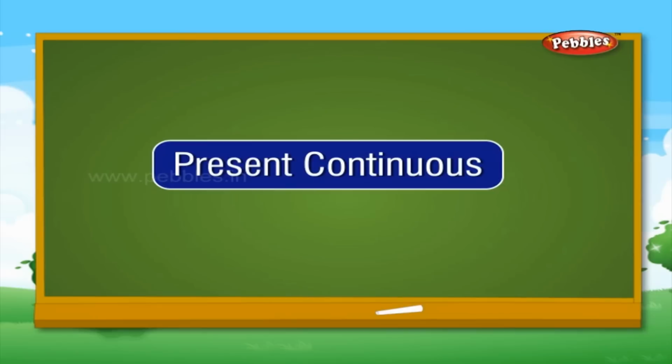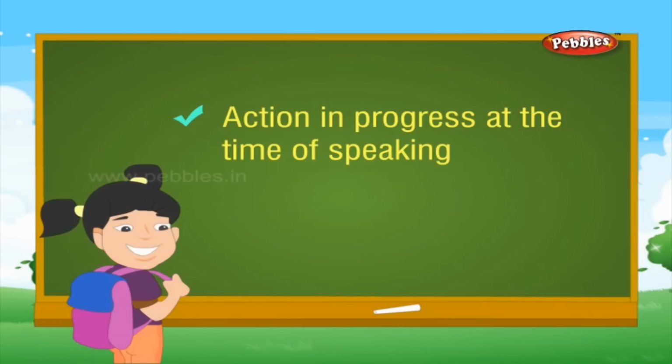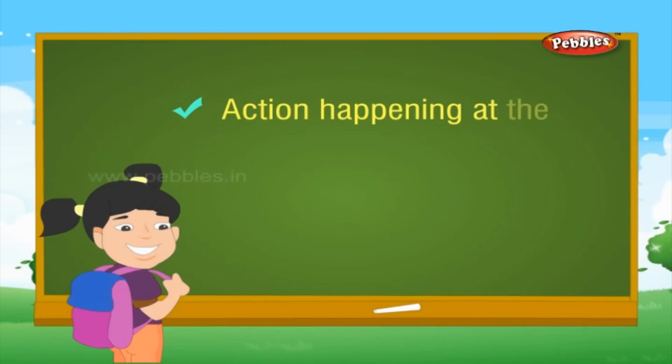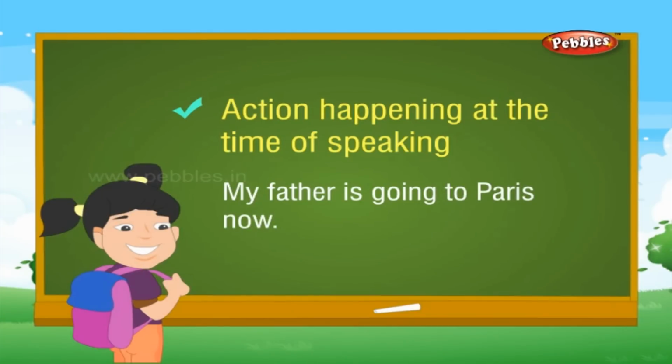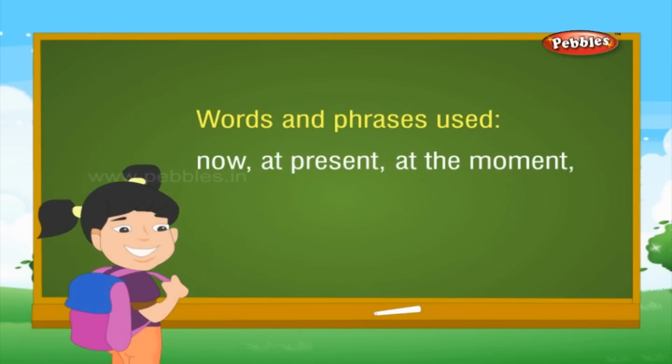Present continuous. Action in progress at the time of speaking. The cat is drinking milk. Action happening at the time of speaking. My father is going to Paris now. Words and phrases used: now, at present, at the moment, still.